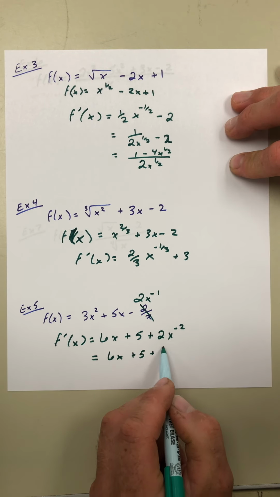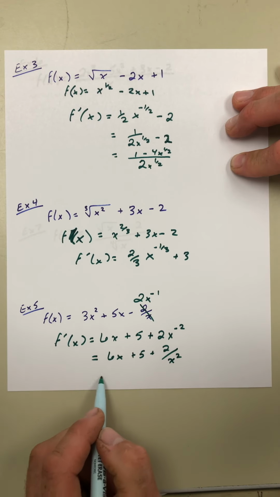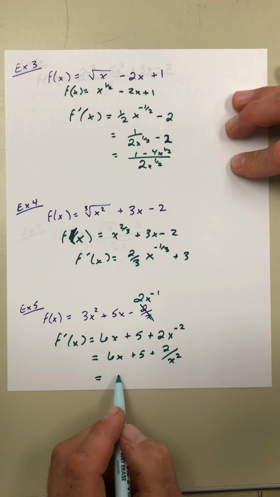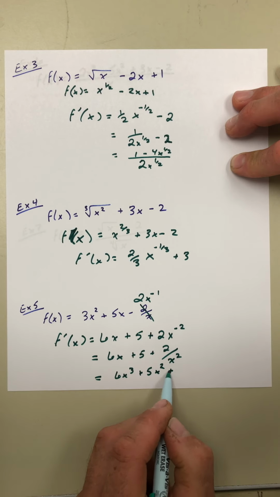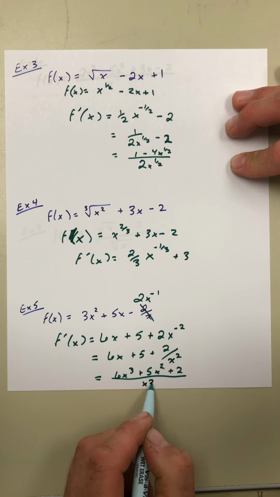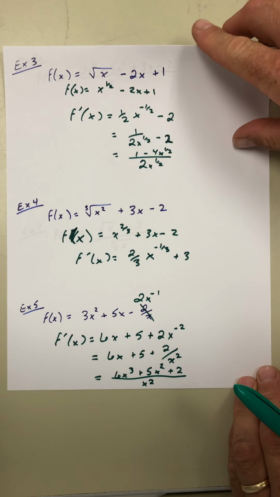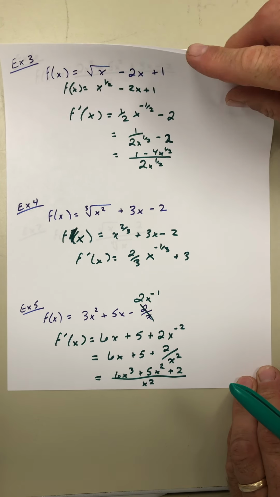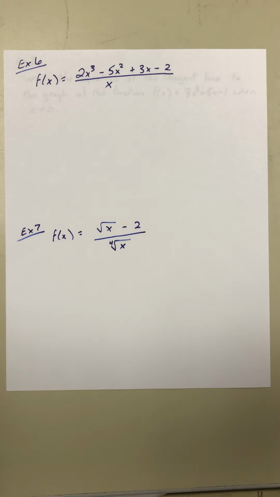We could take that negative exponent back to the denominator. We could also find a common denominator for all of this. So we get 6x to the third plus 5x squared plus 2 all over x squared. Again, any one of those three answers would be acceptable. You're probably looking at the last part in order to be on a multiple choice test or quiz, but any of them is acceptable.